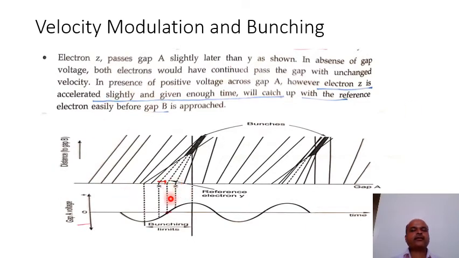Next is electron Z, which is called a late electron. Electron Z passes the gap A slightly later than Y. In the absence of gap voltage, both electrons would have continued past the gap with unchanged velocity. However, in the presence of positive voltage across gap A, the electron Z is accelerated slightly and, given enough time, will catch up with the reference electron Y before gap B is approached.